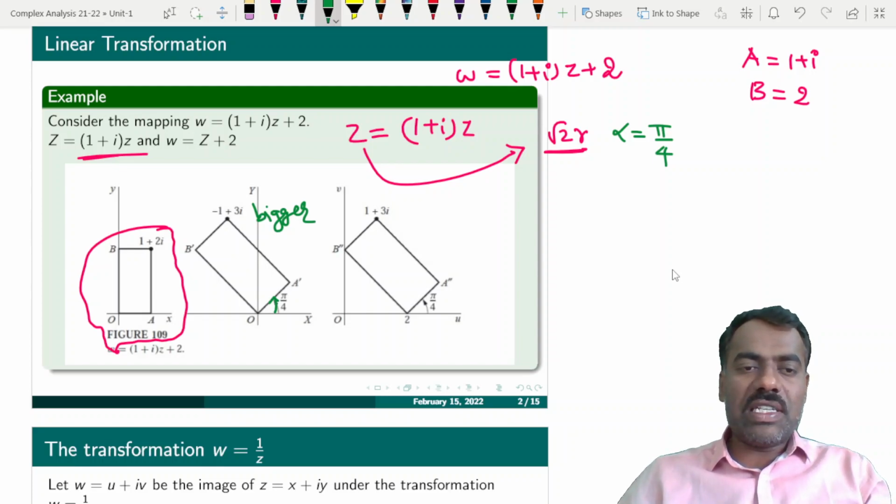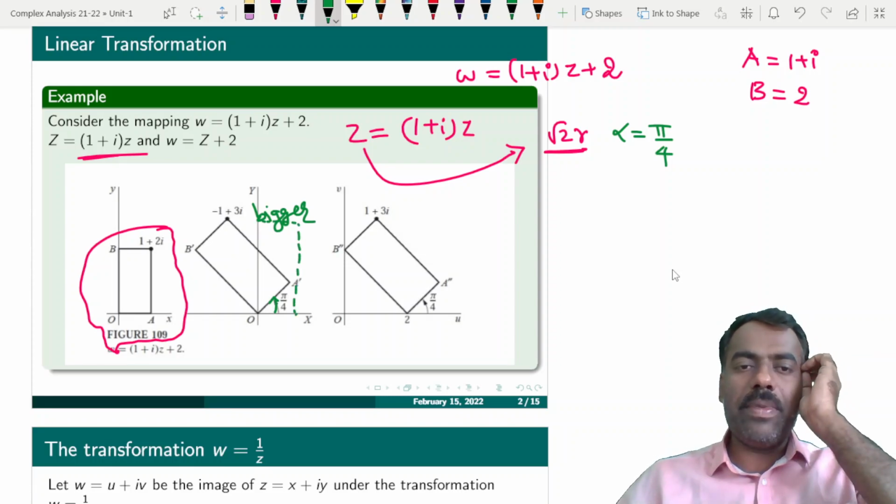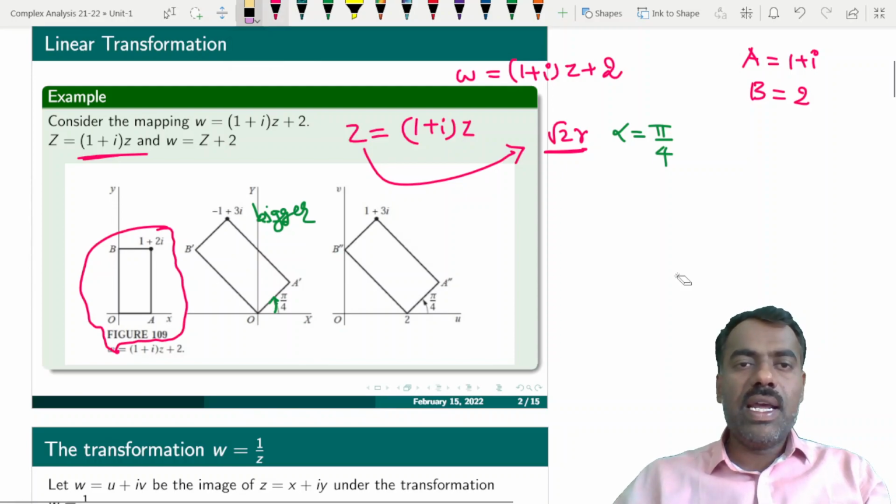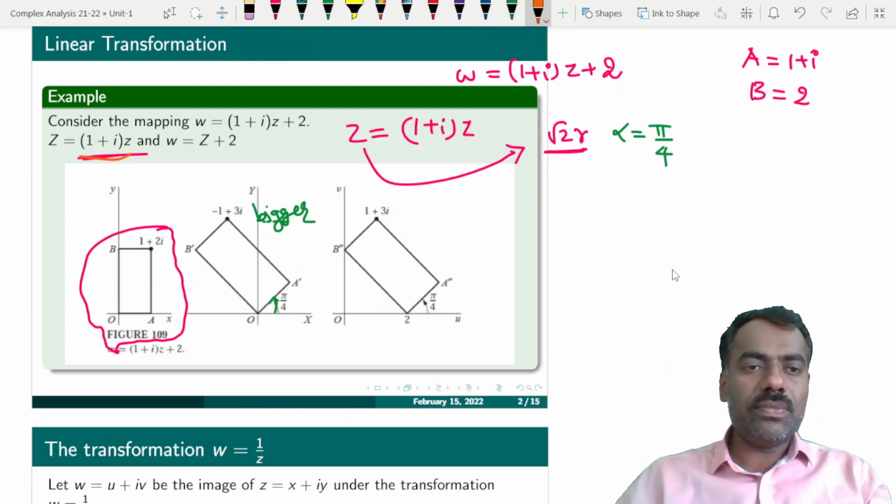So initially it was like this, so initially it was something like this. Then it is rotated by angle pi by 4. So we will get this, right? That completes this one part, which is this one, z.